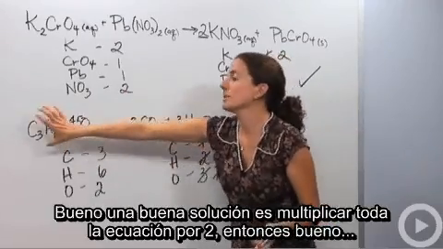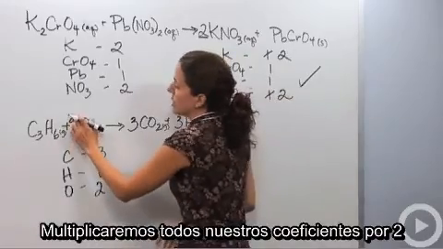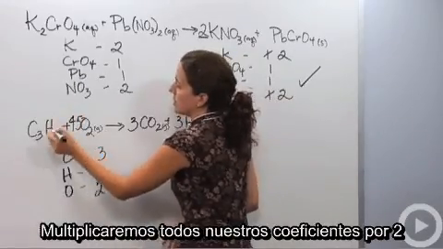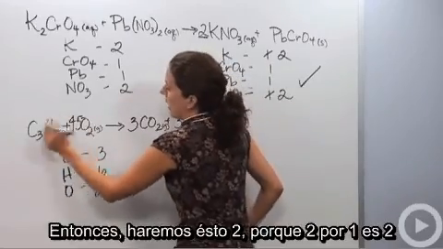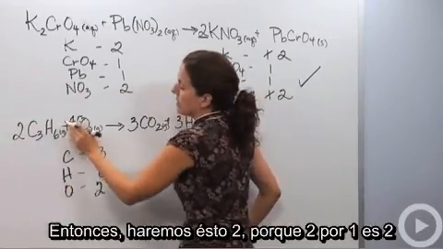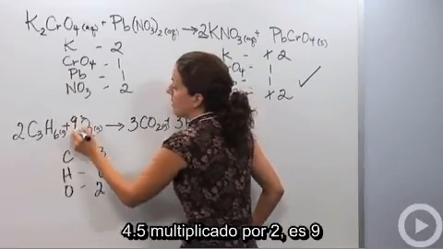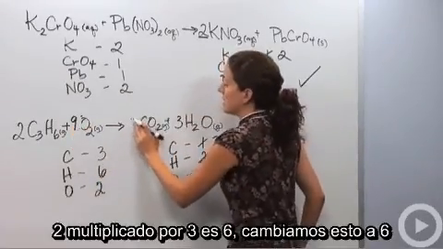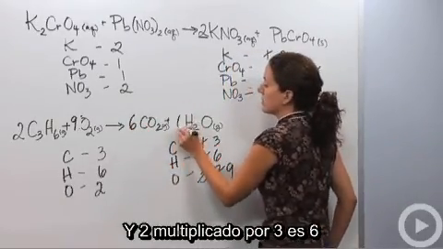Well, a good solution is to multiply the whole reaction by 2. So, okay, that means I'm going to change all my coefficients to multiply them by 2. So where should I put this? I'll just put it here. I'm going to make this 2, because 1 times 2 is 2. 4.5 times 2 is 9. 3 times 2 is 6, so we're going to change that to a 6. And 3 times 2 is 6.